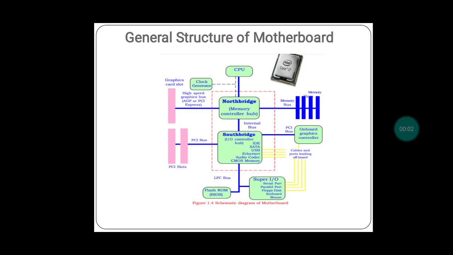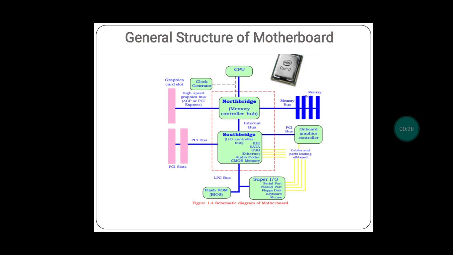Hello students, welcome back. In the last two sessions, we started with the first chapter, that is typical configuration of computer system. We saw what is a computer system, some of the terminologies related to the computer system. Then we started with the main concept, that is motherboard. What is a motherboard? Characteristics of motherboard. Then we studied types of motherboard.